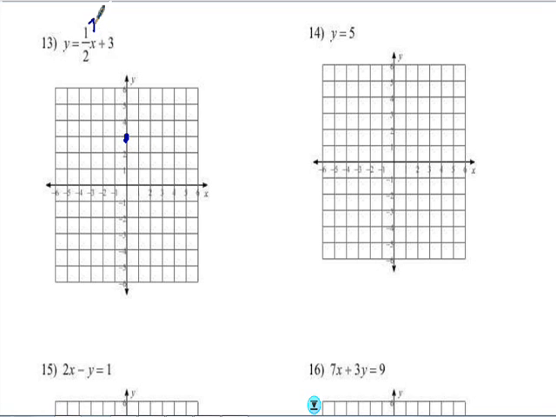So +1 means I'm going up. +2 means I'm going right. So up 1, right 2, put a dot. Up 1, right 2, put a dot. I could continue that process forever. Alright, so I'm going to fill those in.